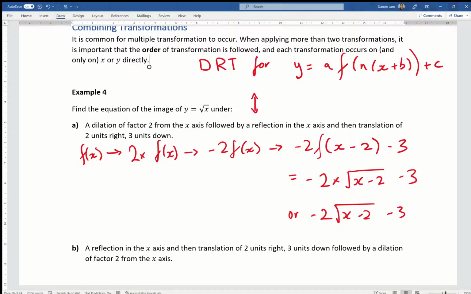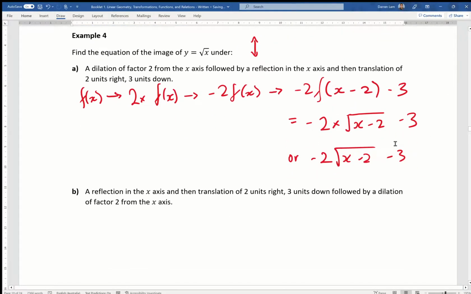You'll note that we did the dilation first, which ended up not affecting our translation. Because if I messed the step up and I did this, and don't write this down, that would affect our vertical translation as well. Okay. Would you like me to do one more example of this style, or would you like me to move on?